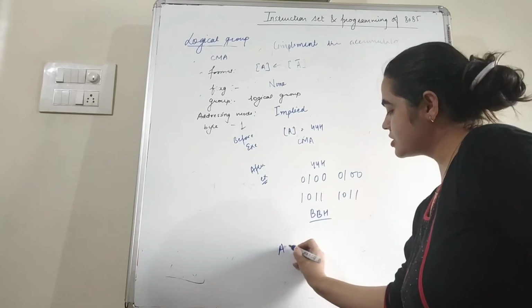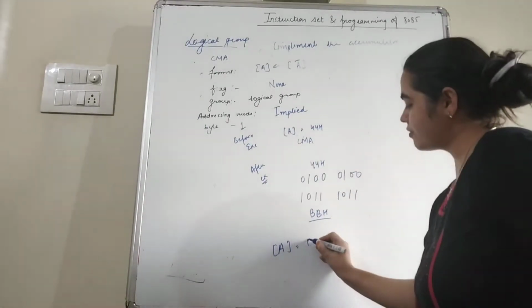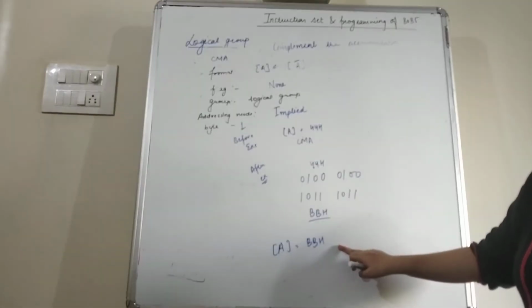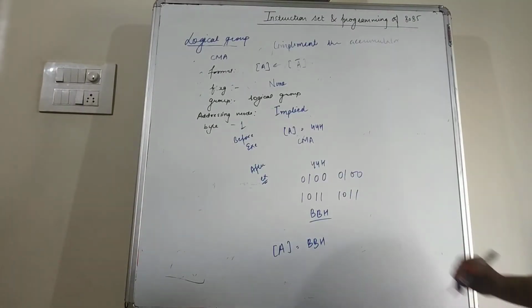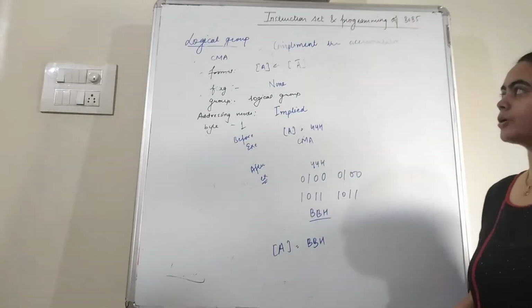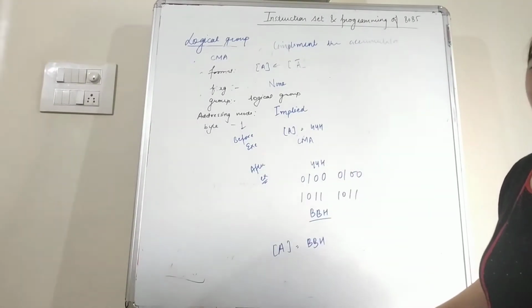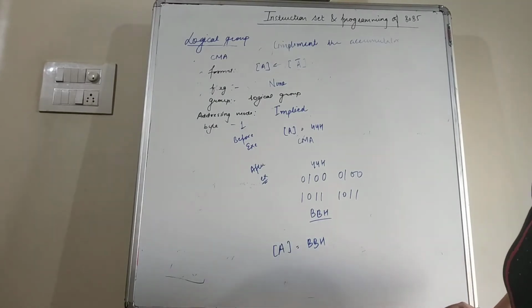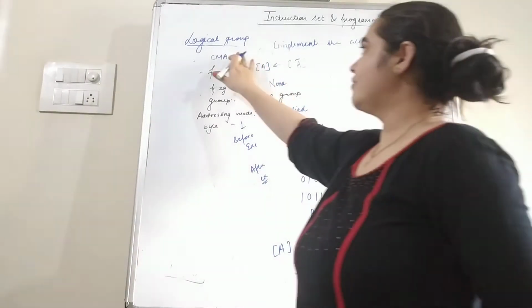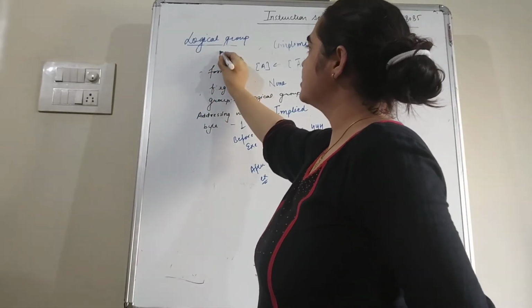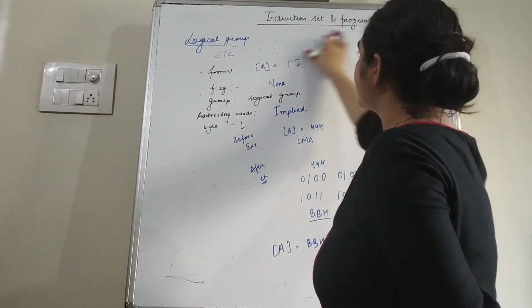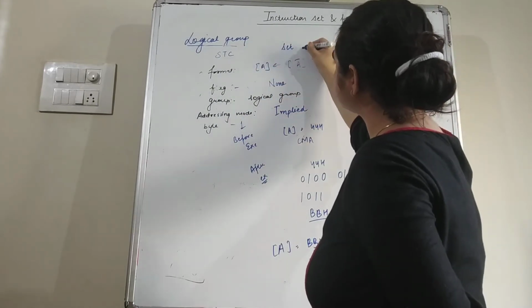So after execution, the contents of the accumulator are changed from 44H to BBH. This is how we find the complement of a number. If you want to find the complement of a number, you have to use the instruction CMA. After this instruction, we have another instruction, STC. STC means set the carry.